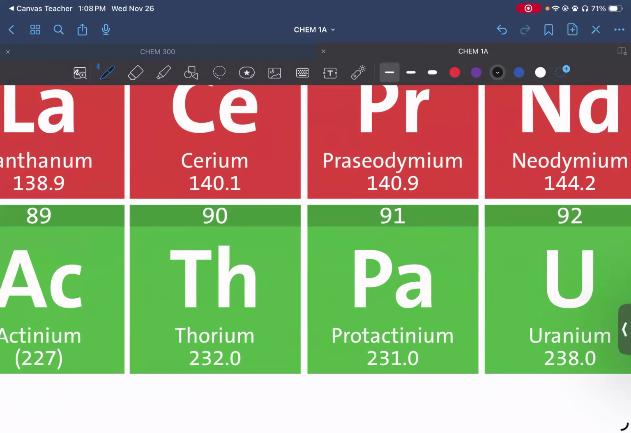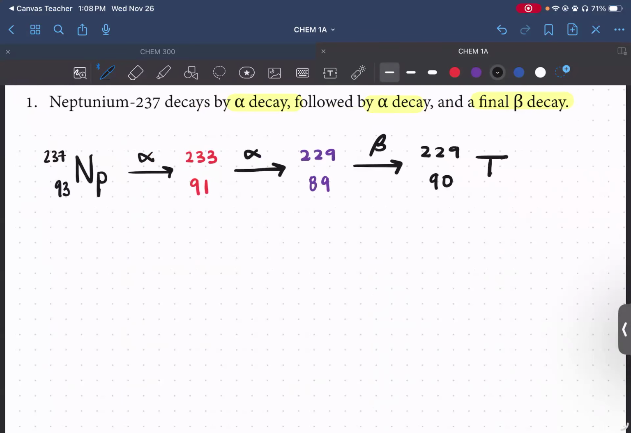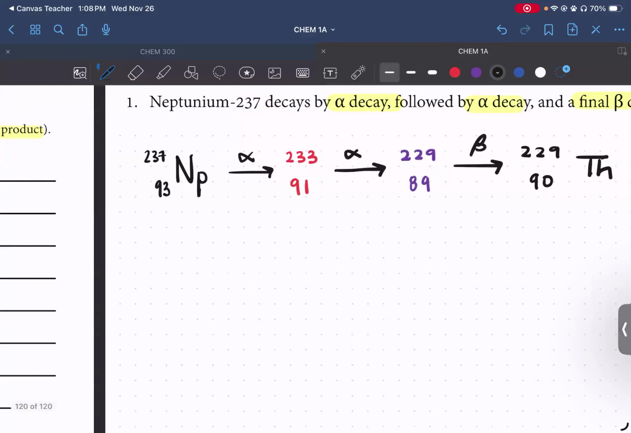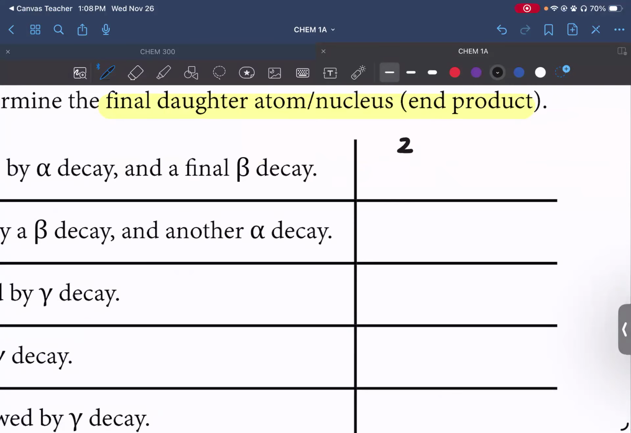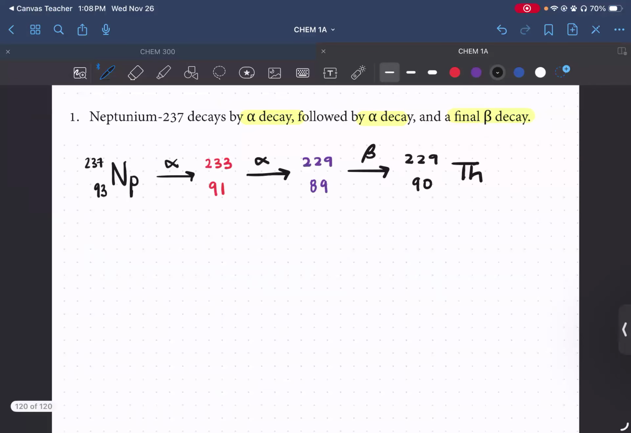Atom number 90 is thorium, Th. And that's all it's asking for, so I don't need to necessarily make note of the beta particle or the alpha particle, the helium particle. My answer in this table would just simply be 229, 90, thorium. That's one way to approach this problem.